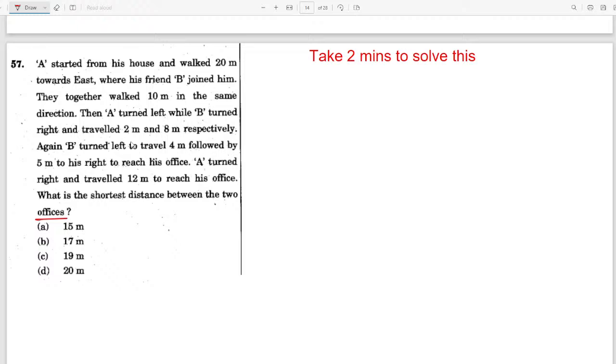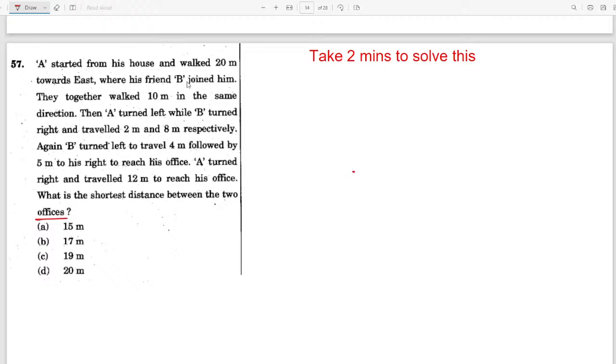So they are saying that A left his house, and somewhere in the middle B joined, and then they took their respective directions, and then they reached their offices, and then they're asking what is the shortest distance between the office of A and office of B. So we'll start with A.